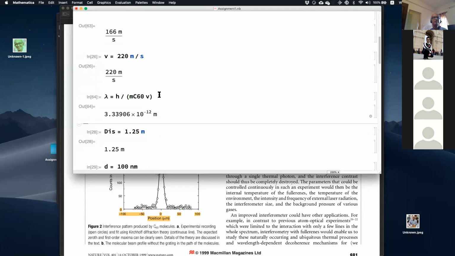Right? So therefore, if you want to convert this into picometer, 1 picometer is 10 to the power of minus 12 meters. So therefore, this may be written as 3.33906 picometers. Fine?